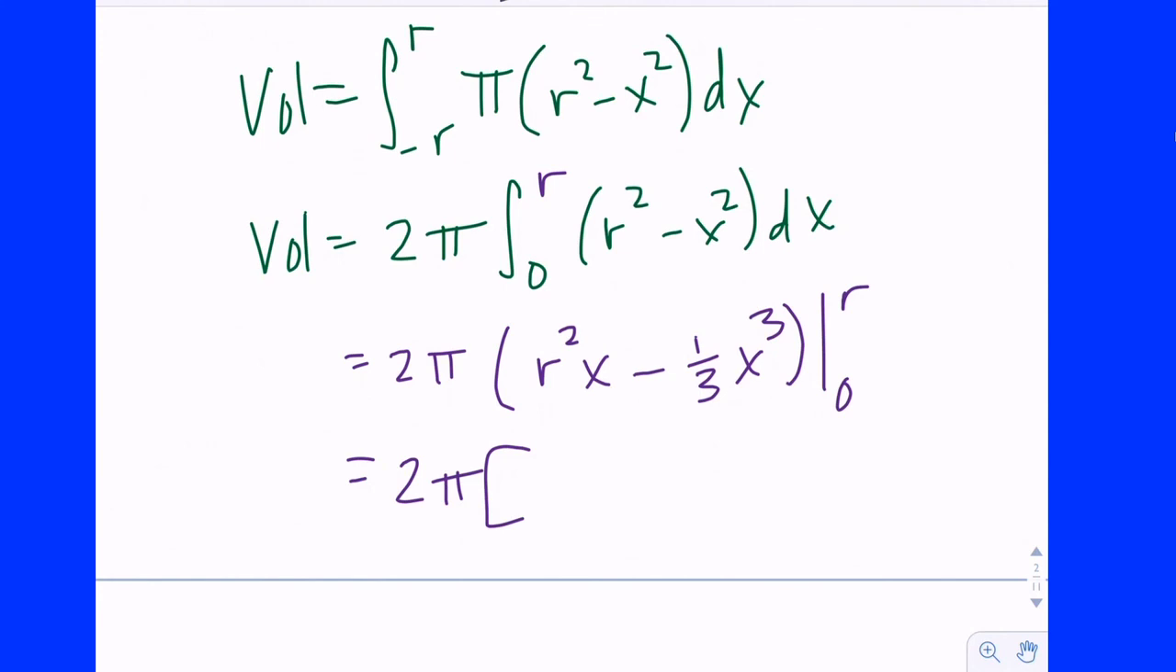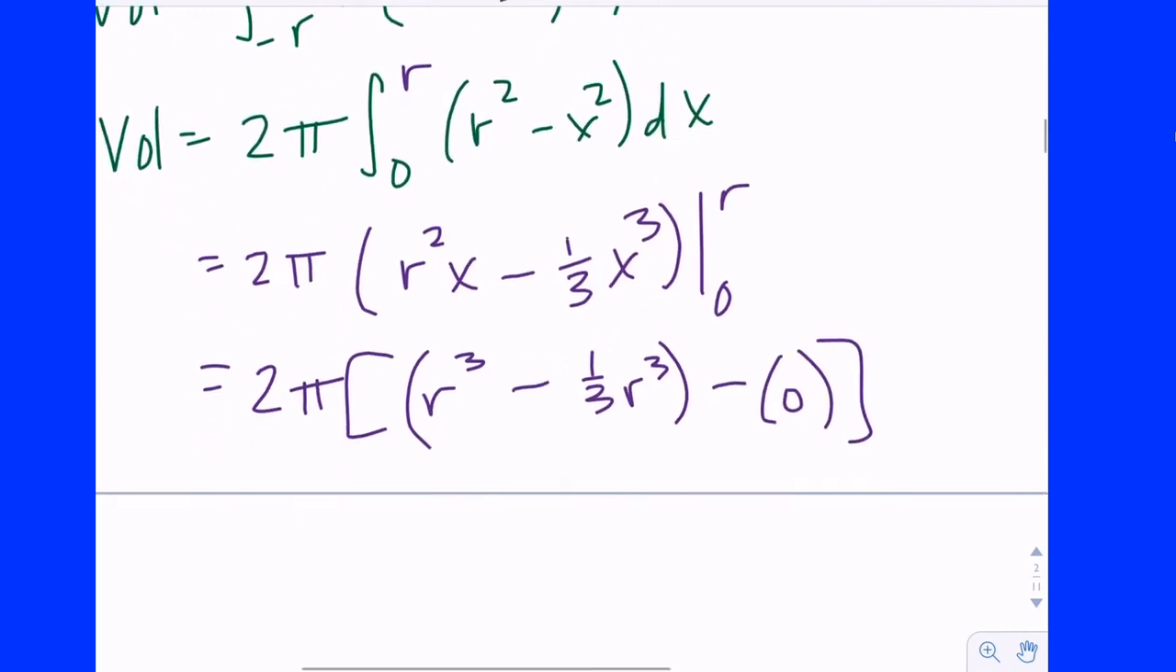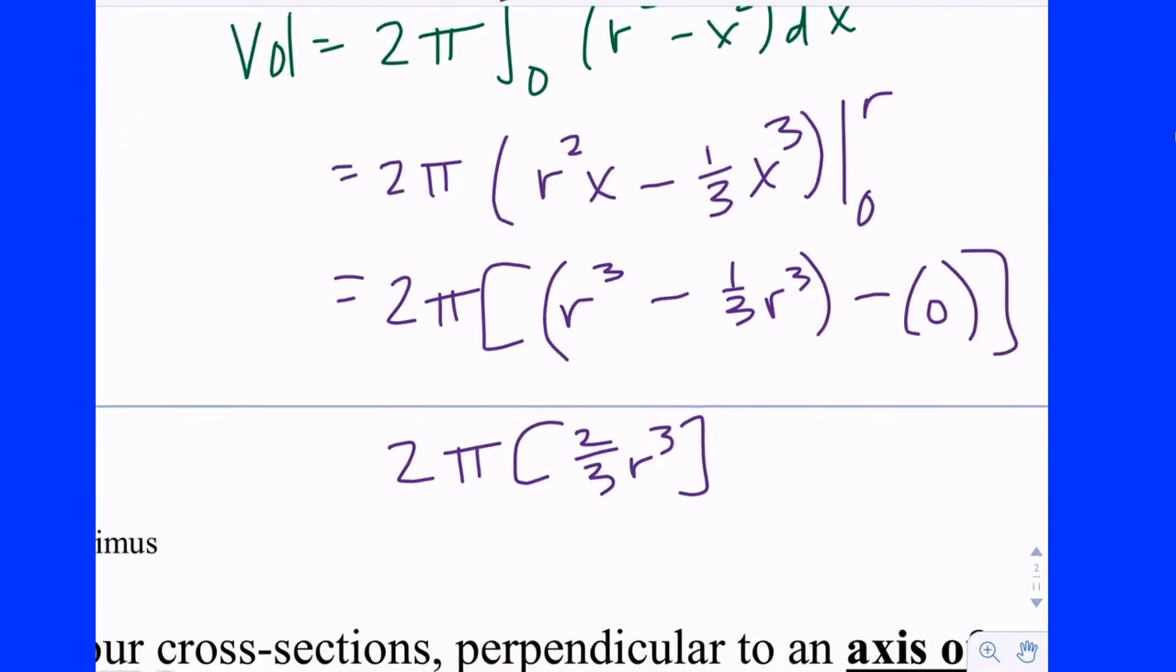So now we plug in an r for x, and we get r cubed minus 1/3 r cubed. That's plugging in the top. And when you plug in a 0 for x, you get minus 0. Now, simplifying on the inside, you got 1 r cubed minus 1/3 r cubed. That's going to be 2/3 r cubed. And if you multiply, you get 4 pi thirds r cubed.